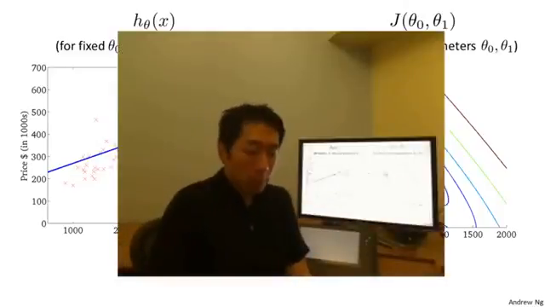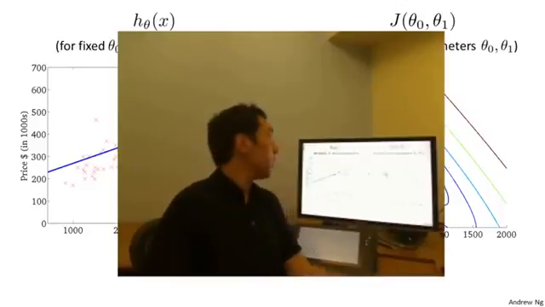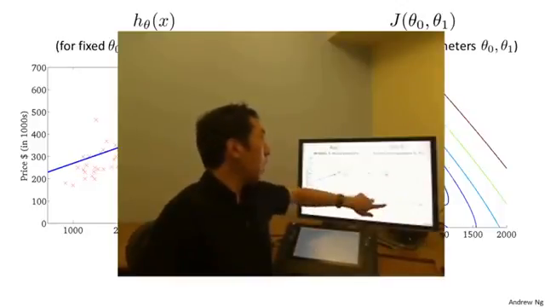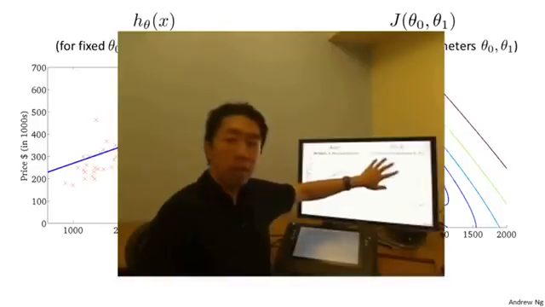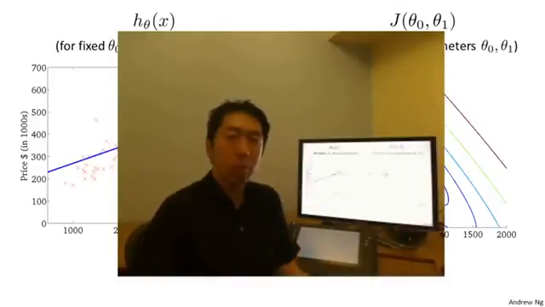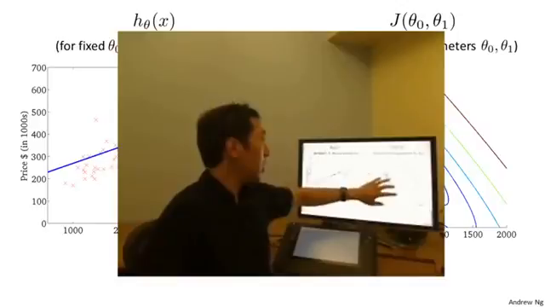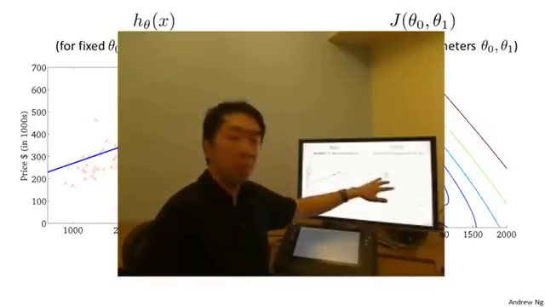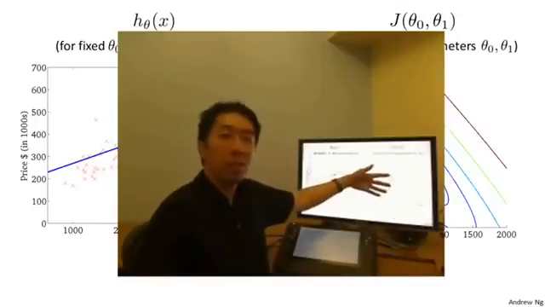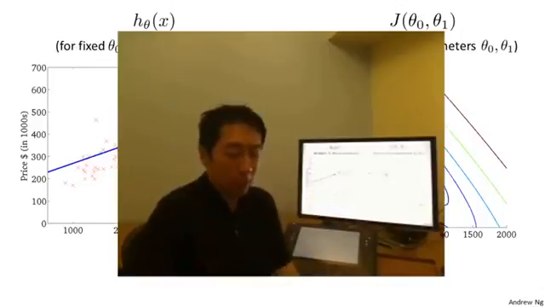Now, of course, what we really want is an efficient algorithm, like an efficient piece of software, for automatically finding the value of theta 0 and theta 1 that minimizes the cost function J. And what we don't want to do is to have to write software to plot out this point and then try to manually read off the numbers. That's just not a good way to do it.